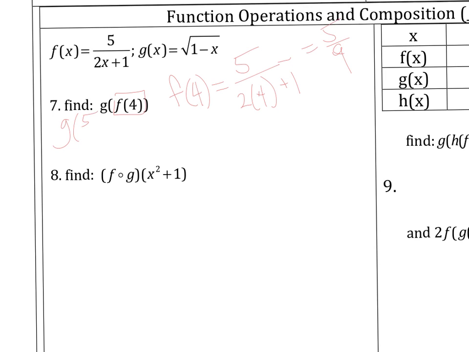G of 5/9 is going to be the square root of 1 minus 5/9, so that's 9/9 minus 5/9, which is 4/9. And since it's the square root of 4/9, I can square root the top and the bottom. That comes out to be 2/3. That came out kind of nice, actually.